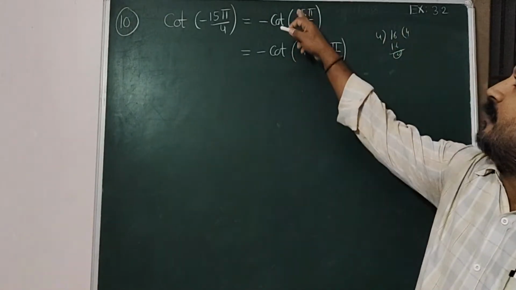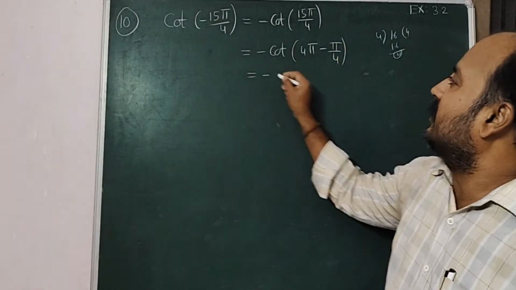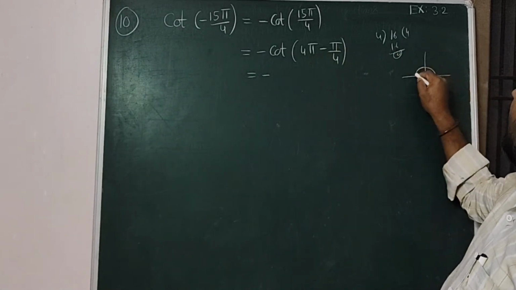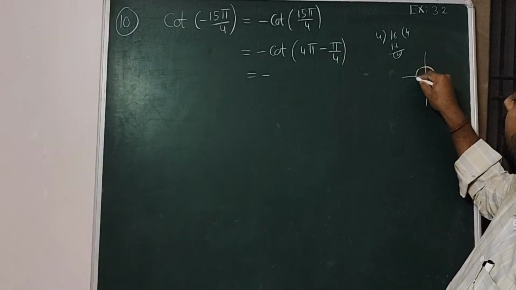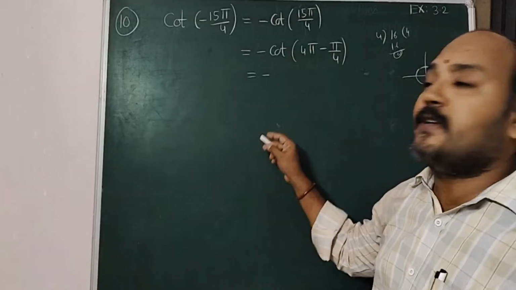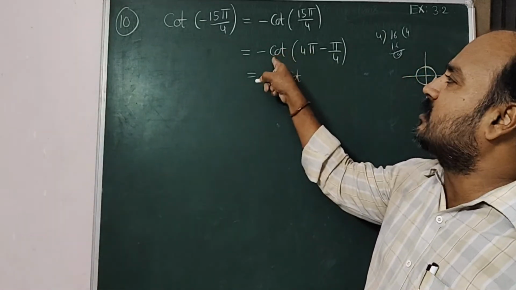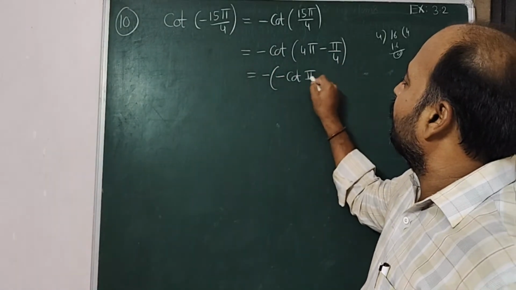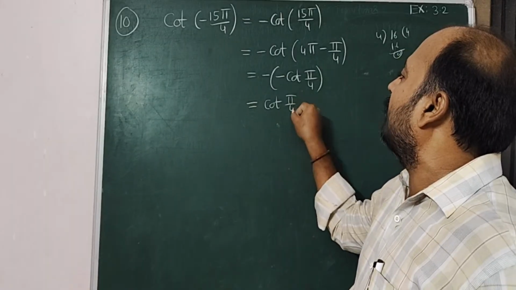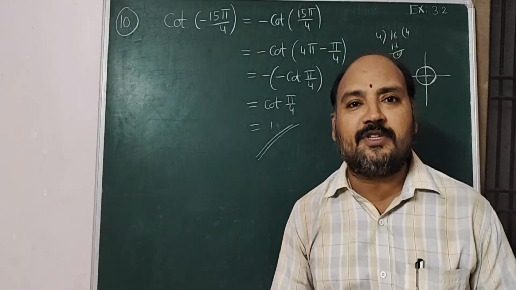See, cot of 15 pi by 4 is 4 pi minus pi by 4. So which is equal to minus. 4 pi minus means, like the previous one, the fourth quadrant it comes. Pi, 2 pi, 3 pi, 4 pi minus. 4 pi minus means fourth quadrant. In the fourth quadrant, cot is negative. So minus cot, this is an even multiple of 90, so cot only will come, pi by 4. Which is equal to cot pi by 4, which means cot 45. That value is 1.